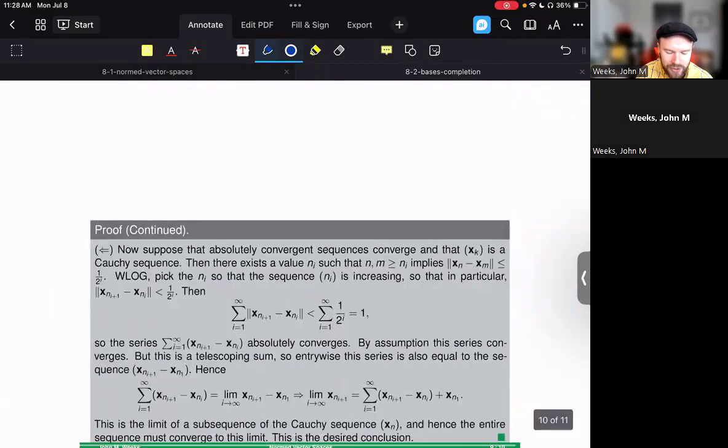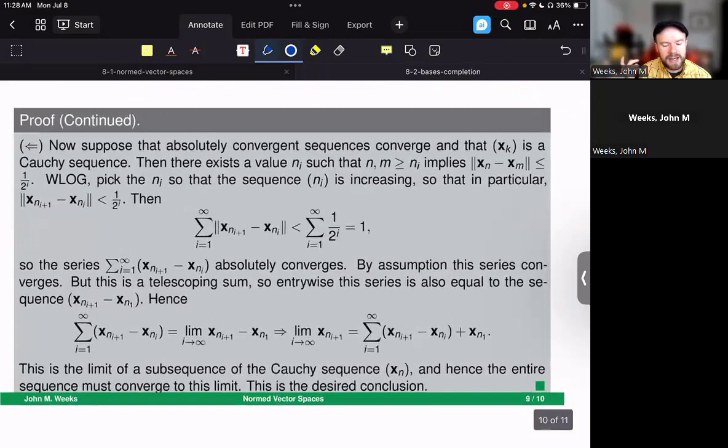Then going the other direction, we're going to now say that absolutely convergent series converge, and turn x sub k from a Cauchy sequence into something that ends up converging. So let's see if we can do that. Without loss of generality, we're going to be able to find elements of this series, the norm of x sub n minus x sub m, to be less than or equal to 1 over 2 to the i. I'm going to choose that in particular.